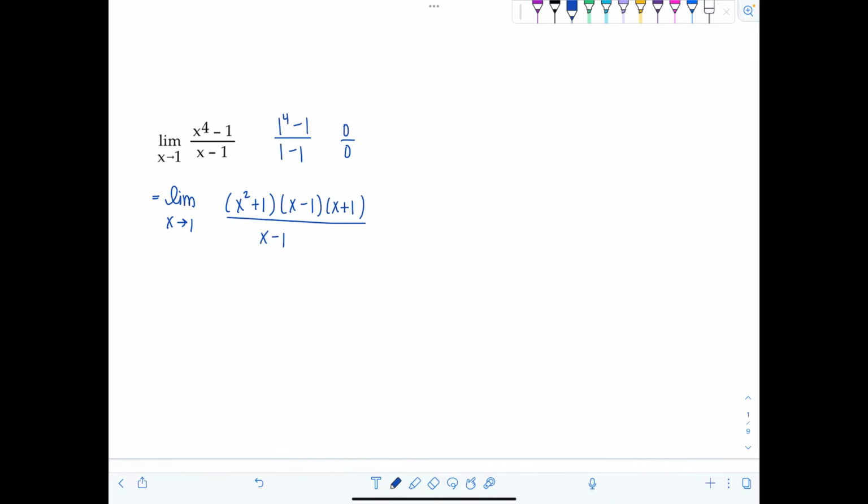Anything you notice? Good. x minus 1 can cancel. And then we should be in good shape. Limit as x approaches 1, x squared plus 1 times x plus 1. Yep, I'm good to go. 1 squared plus 1 times 1 plus 1. That's 2 times 2, which is 4.